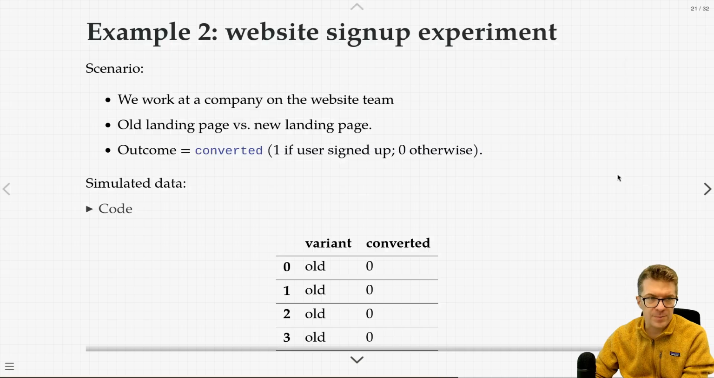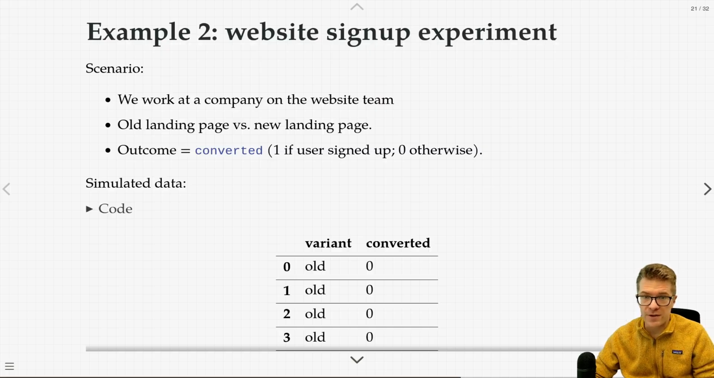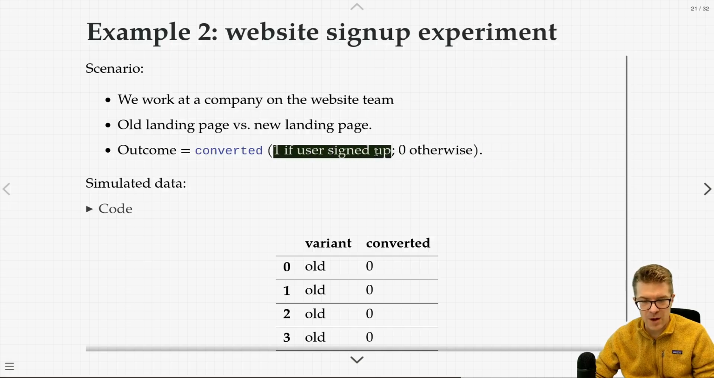Here's another example. Here we're back to doing website sign-up experiments. So you and I work at a company, we're on the website team, we have an old landing page and a new landing page, and we want to see if there's any difference between these two in terms of click-through rates. The outcome we care about is whether or not there's a conversion. If a user went to our website and signed up to our newsletter or to our service, whatever that is, we get a positive one classification label, otherwise we get 0.